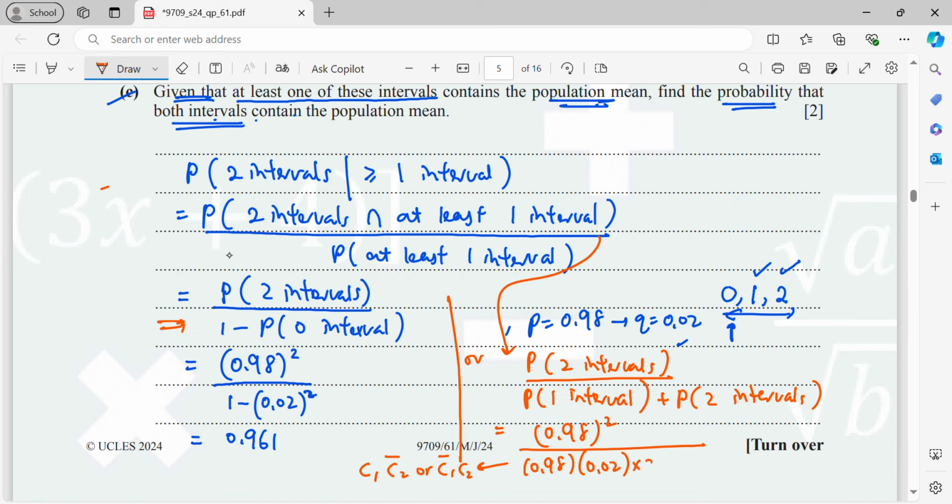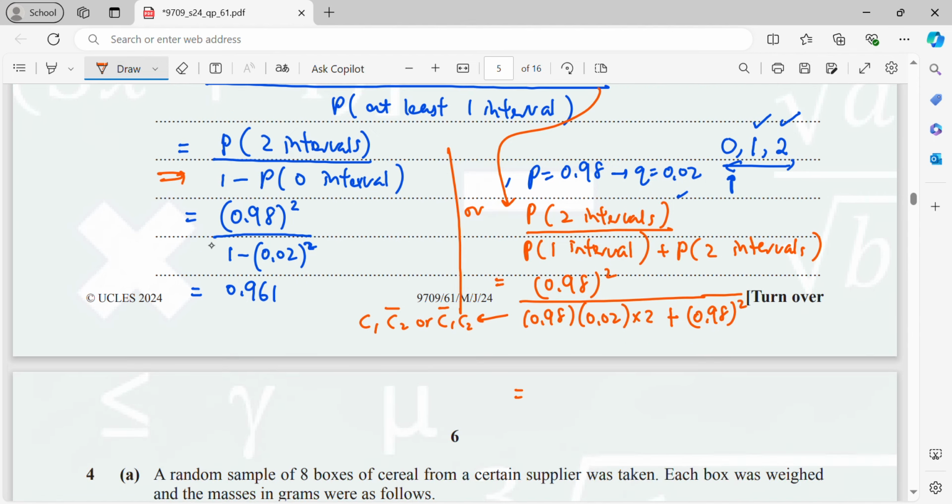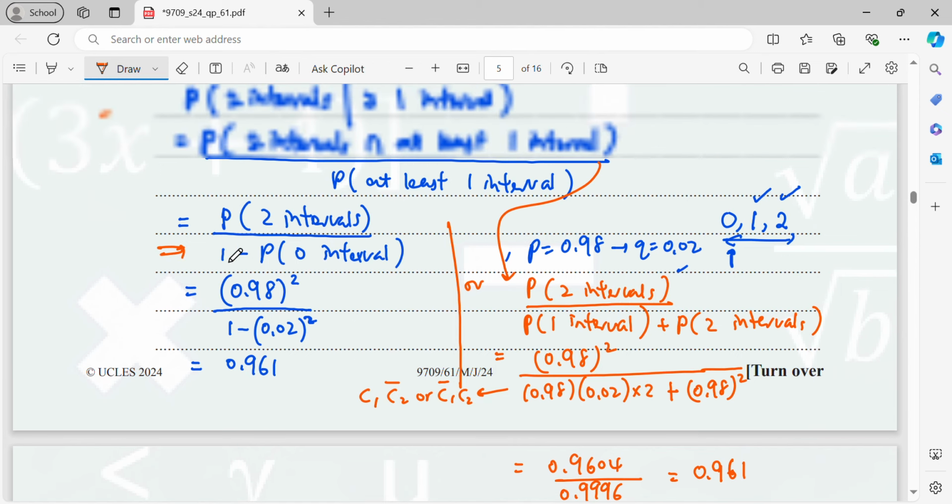Therefore here you have to times 2 if you use this method, plus two intervals, both intervals have, which means that 0.98 squared. That is the second method to calculate this. Then you will be getting 0.9604 over 0.996, and at last you will be getting 0.961 as well. So you have two options to calculate this probability.